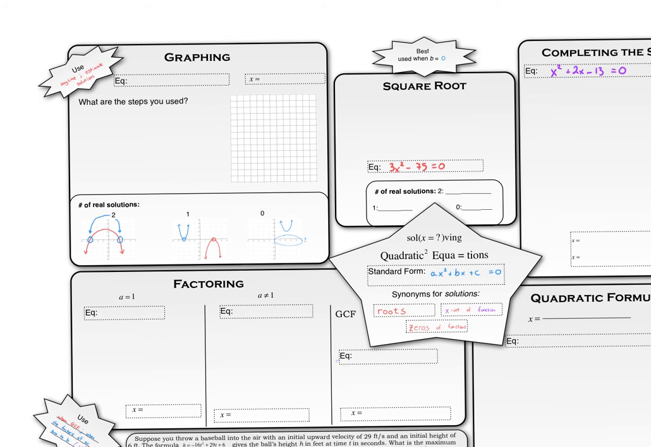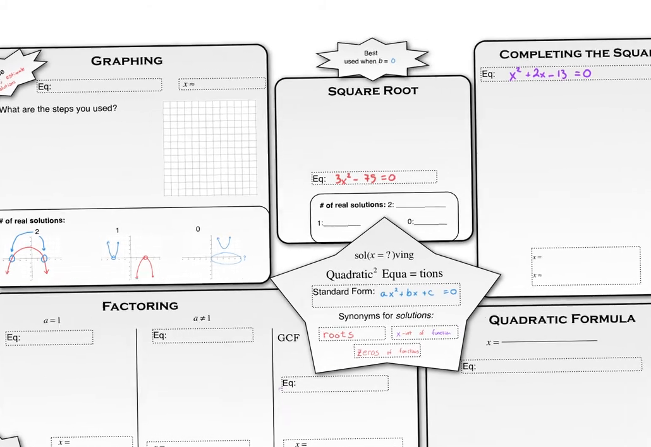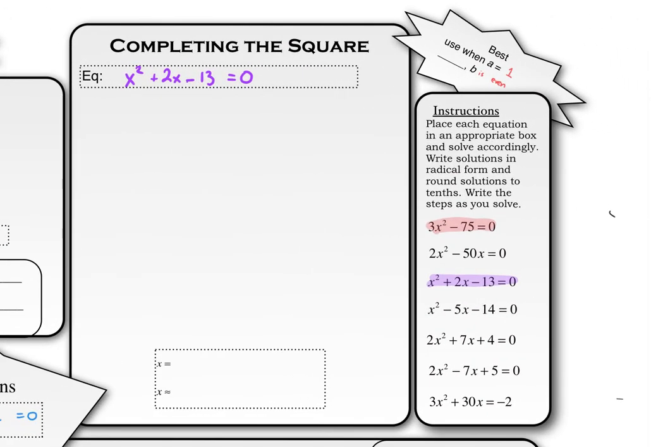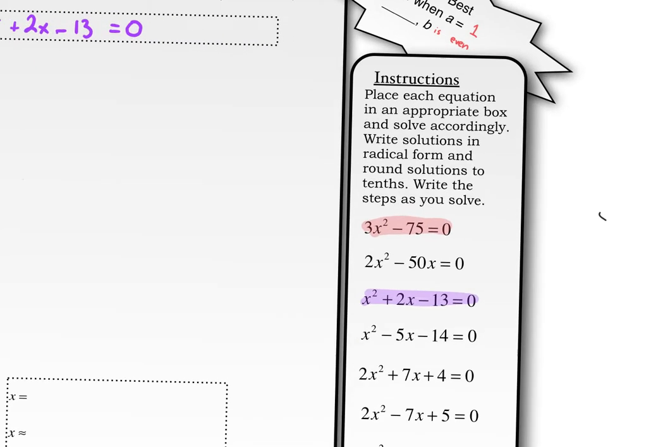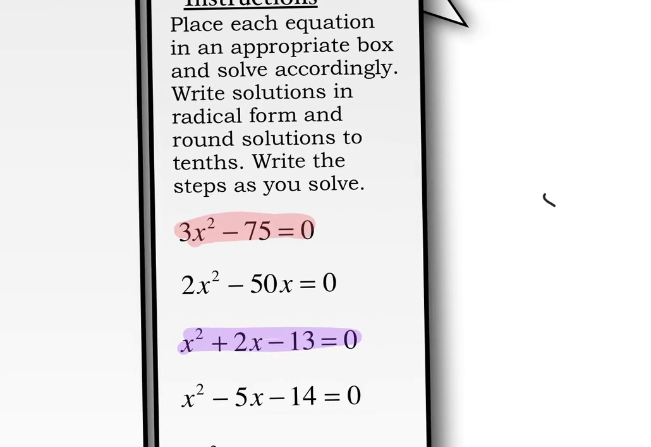So the second thing that we're doing is that you're going to actually solve these. Notice what the instructions say. Place each equation in an appropriate box. So we've done that for 2. And we're going to solve accordingly. So this one will solve by completing the square. We're going to write the solutions in radical form, the exact answer. And we're going to round the solutions as well using a calculator. Then we're going to write the steps as you solve. So here's a key thing here. Write the steps as you solve.